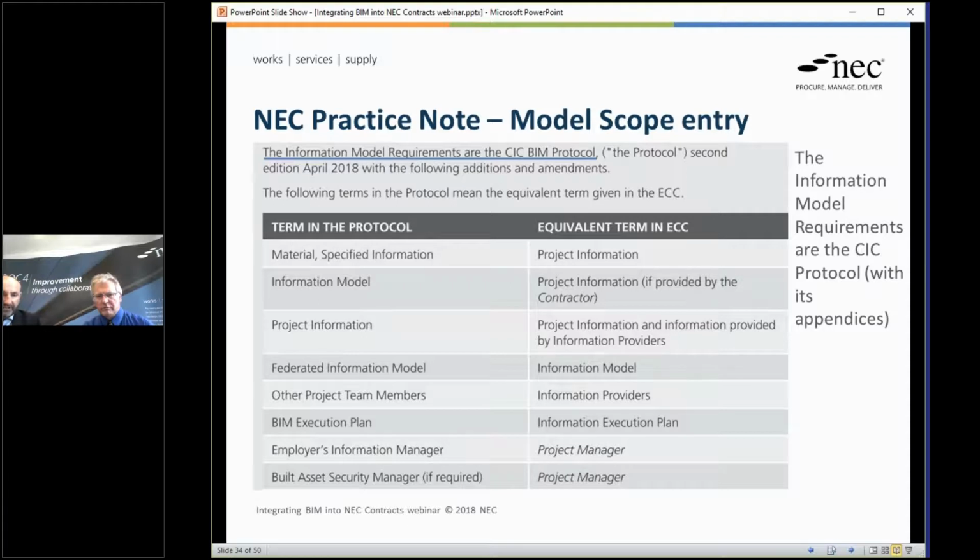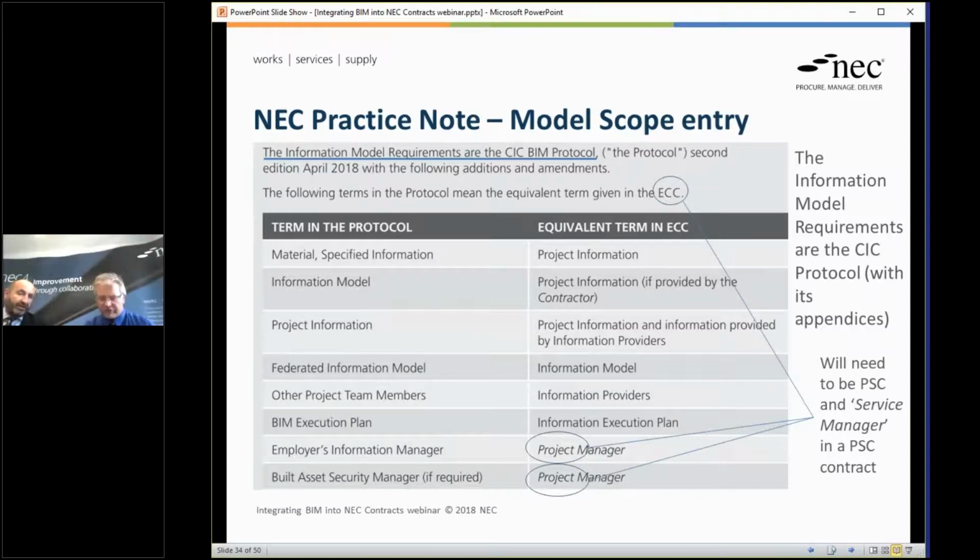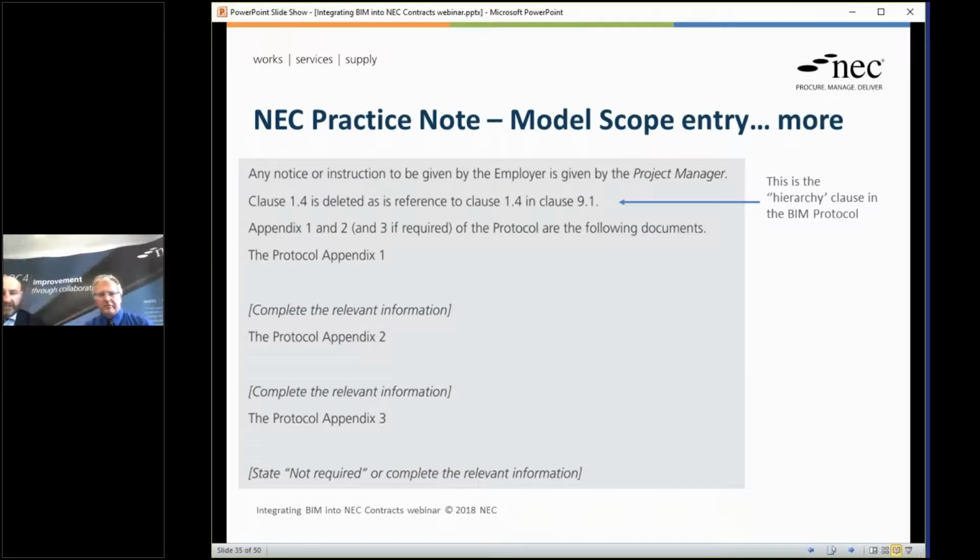We have some clarity around how the equivalent terms work in the ECC, PSC, etc. compared to the BIM protocol. Phrases like project manager would have to be service manager for the TSC, PSC. One of the key things to bear in mind, though, is the protocol still contains a sort of order of precedence type clause.